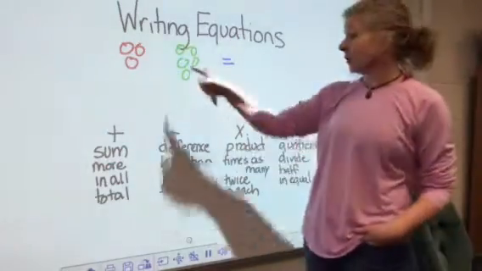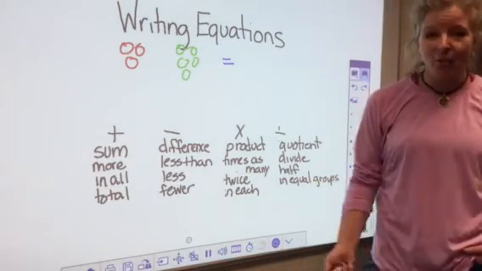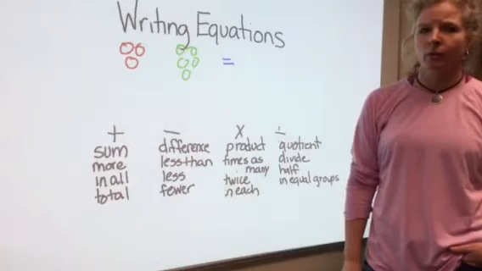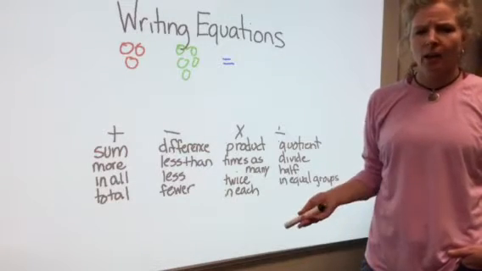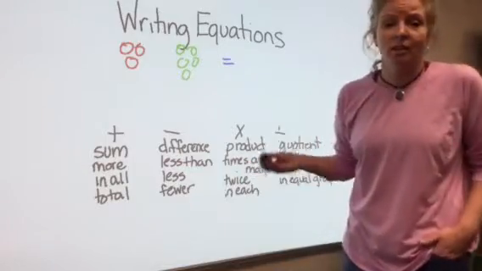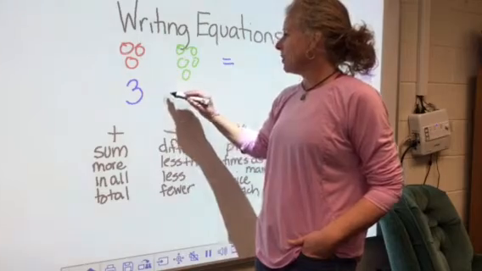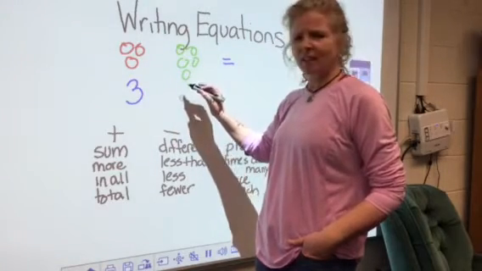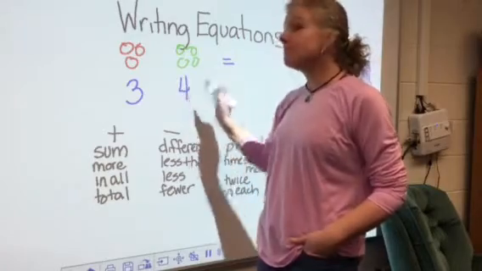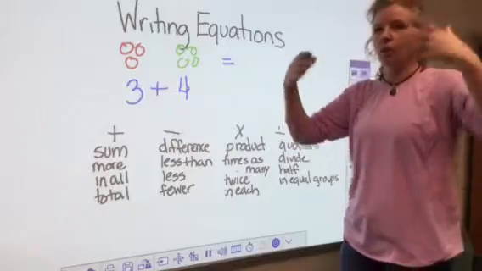here's the story that goes along with my pretty picture. I have 3 apples. I picked 4 more green apples. So how many apples do I have altogether? Let me write an equation that shows that. I have 3 apples. I picked 4 more, and we're talking about more. That means I'm going to make the number go up.